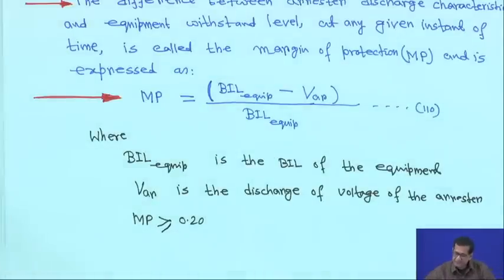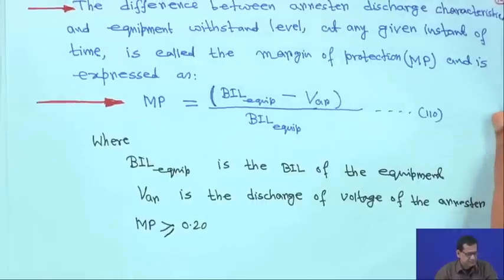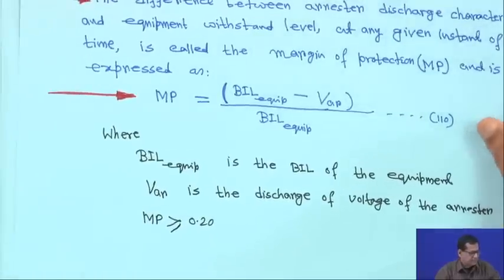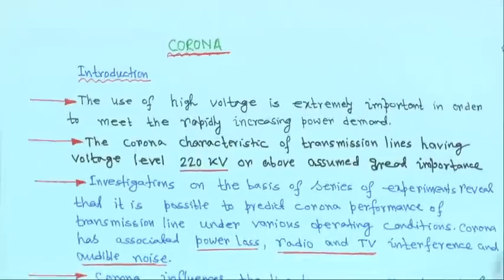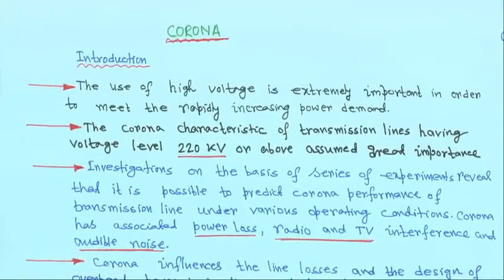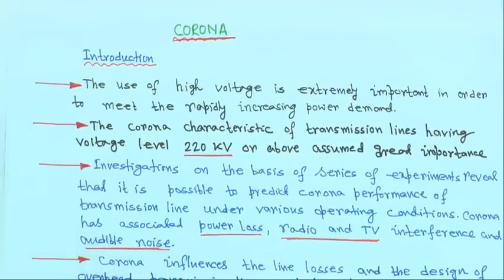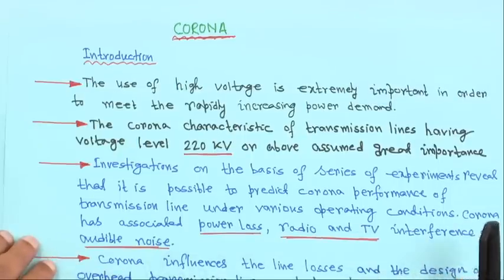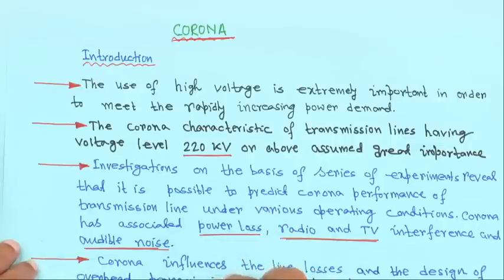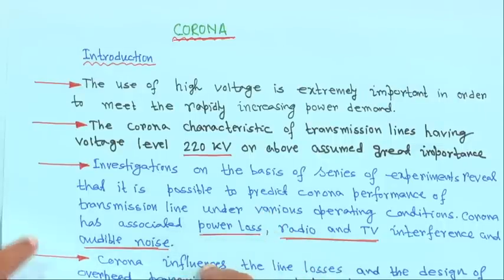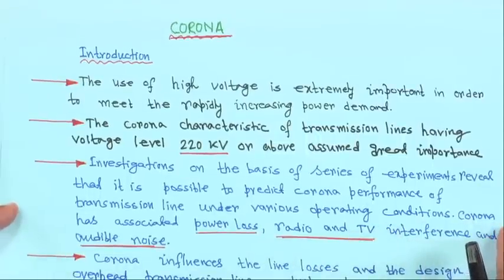With this, transient overvoltage and insulation coordination is over. Next will come corona, that is, corona loss in transmission line. After that, sag and tension will come. Then the distribution system, whatever is possible in the classroom, we will proceed. Then load frequency control and unit commitment, and you will find things very interesting.